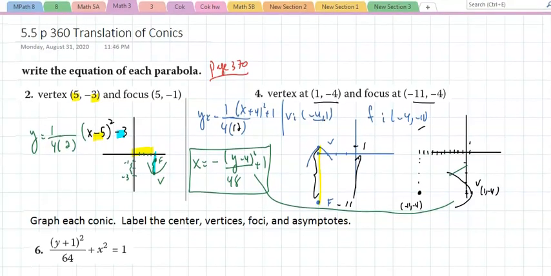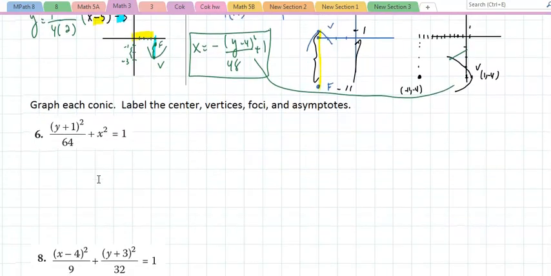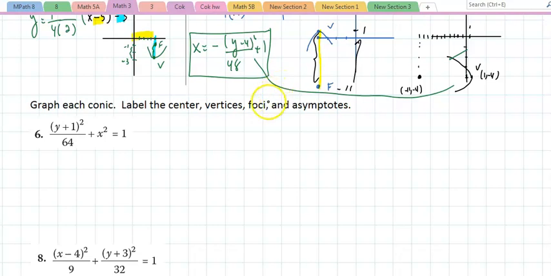Next problem up. Number 6. Graph each conic. Label the vertices, the center, foci, and asymptotes depending on what you have. This is an ellipse. My suggestion, this is only me, you really don't have to do this. My suggestion is for you to say, you know what, let me sketch a graph of x squared plus y squared over 64 equals 1.